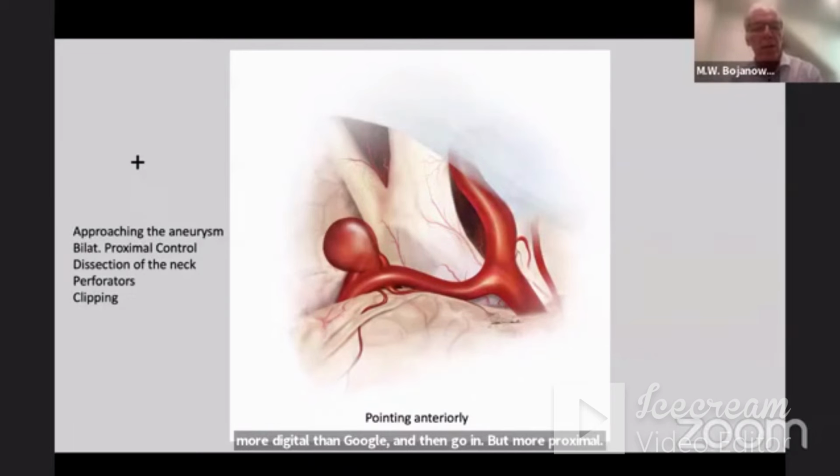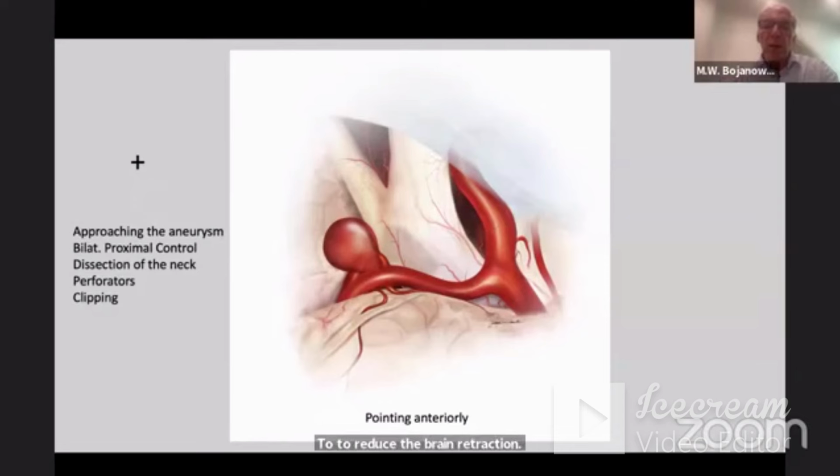So this will help to reduce the brain retraction. And of course, it's not so important when you deal with an unruptured aneurysm. You can just begin from the sylvian fissure right away and go down to your proximal, the carotid and then the A1 segment.